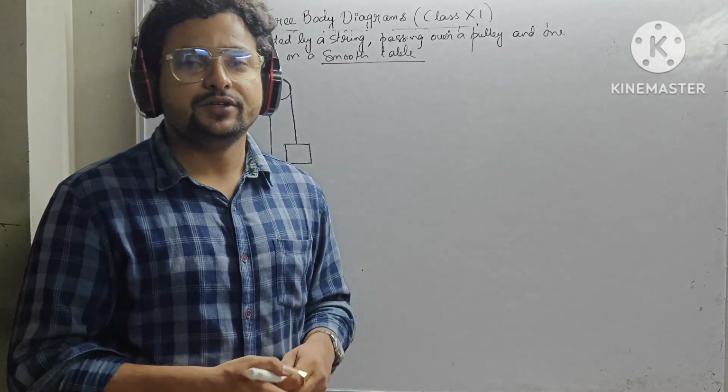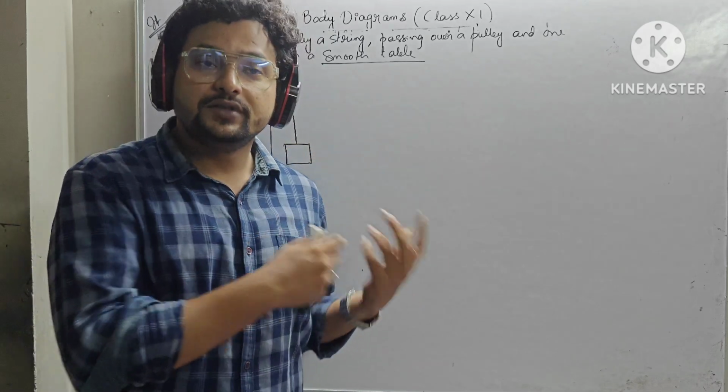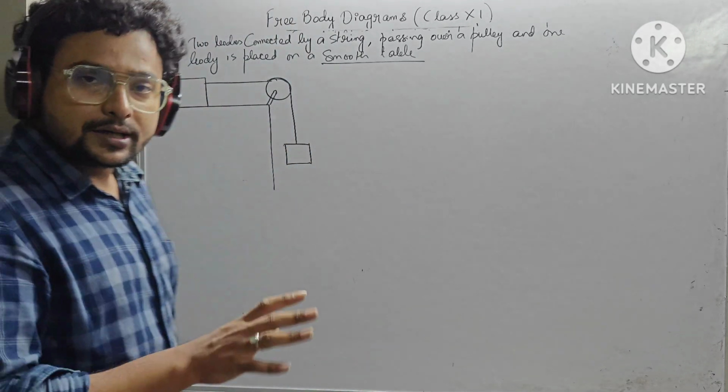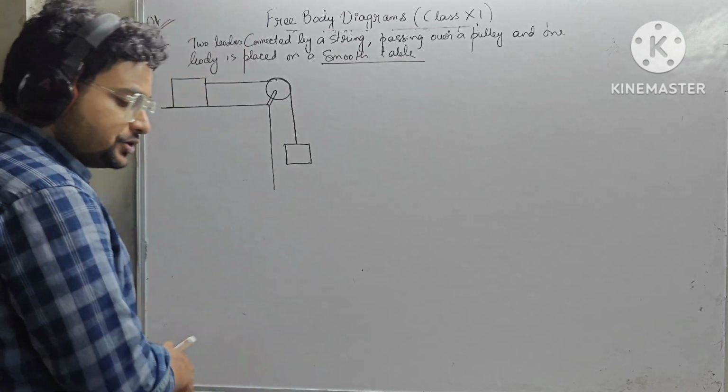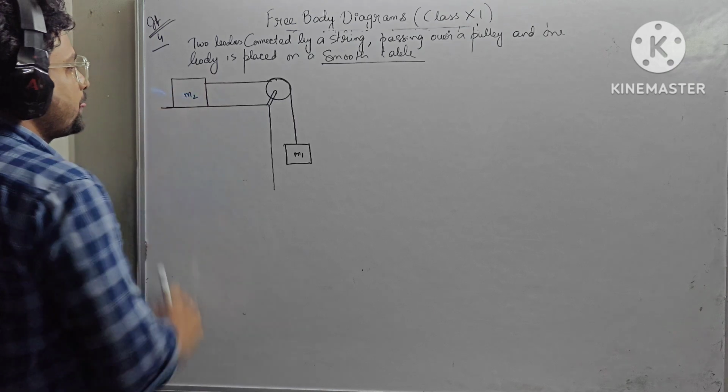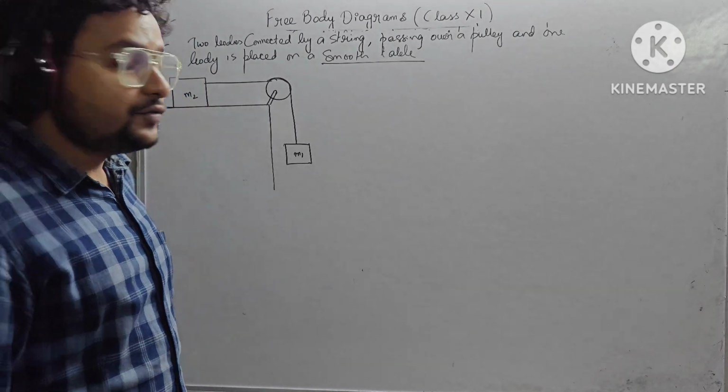Afterwards, I will make some other video where I will tell you how to solve this type of things using friction. But for now, I am not considering friction. So this is your one body, M1. This is your another body, M2. Now let us see what are the forces that are acting.